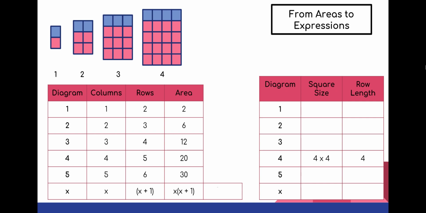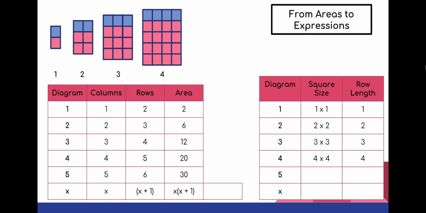We're going to go backwards in this table, which is a little bit unusual, but it becomes helpful later on. Let's start with stage 4. Our square size is 4 by 4, and our row length is 4. At stage 3, we have a 3 by 3 square and a row of 3, a 2 by 2 square and a row of 2, and so on.